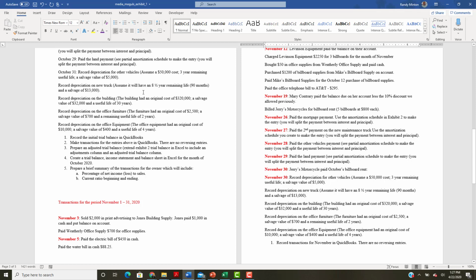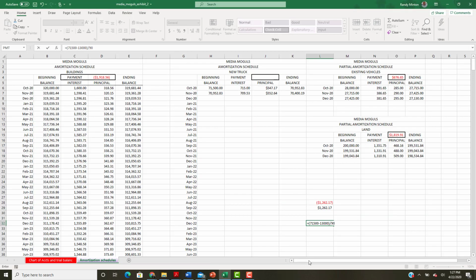Okay, record depreciation on a new truck, assuming that it has an 8.5-year remaining life, 90 months, and a salvage value of 13. So that's where I get the 90 months. And so it's $650 a month, and that's your depreciation. To record it, debit depreciation expense, vehicles, credit accumulated depreciation, vehicles.